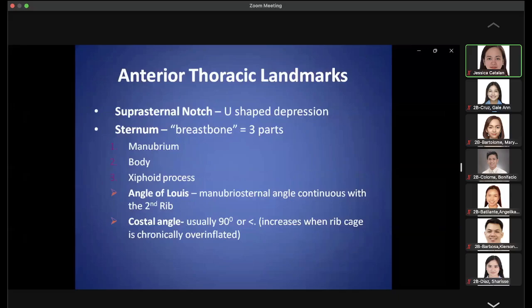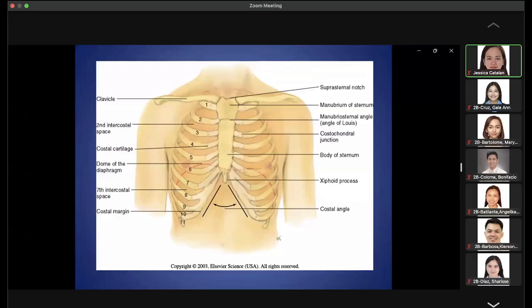And the costal angle is usually 90 degrees or less, and usually increases when the rib cage is chronically overinflated. This is common among cases with chronic obstructive pulmonary disease or emphysema, where the rib cage is hyperinflated. Again, a closer look at the suprasternal notch, your sternum, 12 pairs of ribs, your costal angle, and your diaphragm.